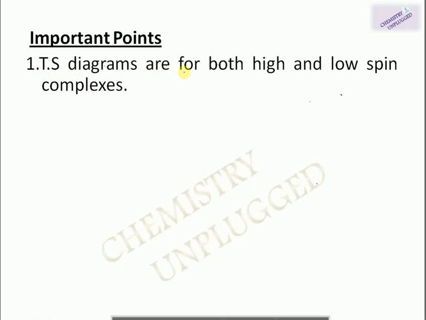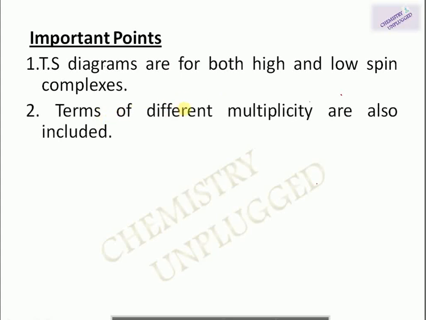TS diagrams are used for both high and low spin complexes. Okay, octahedral complexes especially, because tetrahedral complexes are always high spin complexes, and in case of octahedral complexes, orbital diagrams we can draw only for high spin complexes, but TS diagram can be drawn for high as well as low spin complexes.